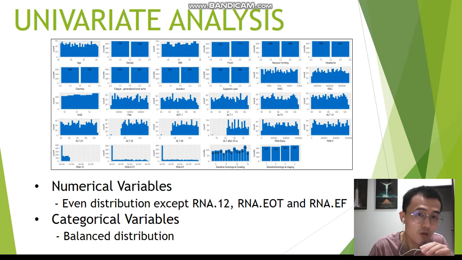Furthermore, we have performed the univariate analysis on the dataset. For the numerical variables, we have displayed them with the histogram, whereas for the categorical variables, we have displayed them using the bar chart. As for the numerical variables, most of the variables are generally evenly distributed, except the variables such as RNA12, RNA-EOT, and RNA-EF. So these three variables are showing a positive skew distribution. As for the categorical variables, the data distribution for each class label is relatively balanced.